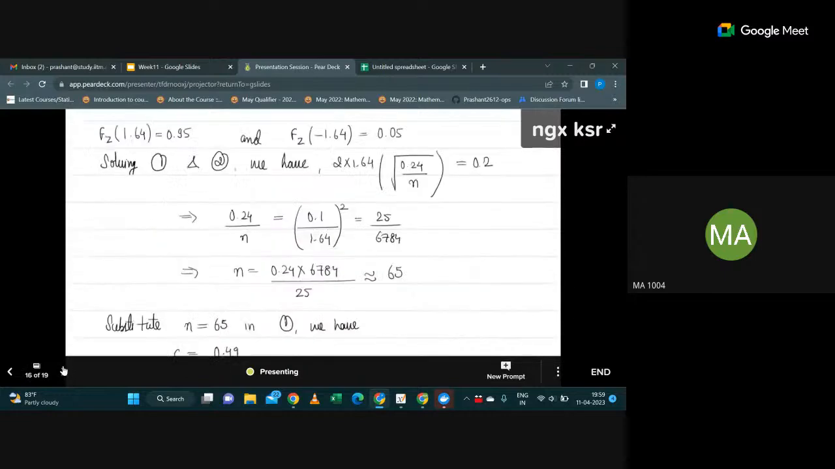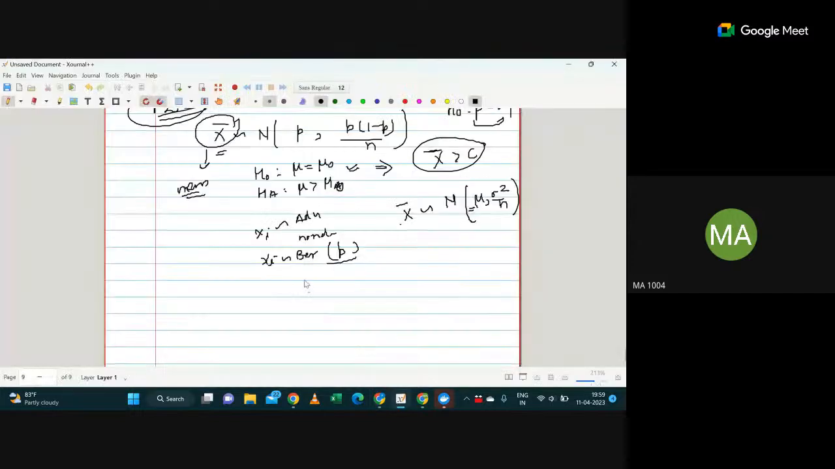Clear? If, let's say, the alternative is defined as p less than 0.4, then I will reject H naught if my x bar is less than c. Clear? As per your alternative, you can define your test. Clear to all of you?